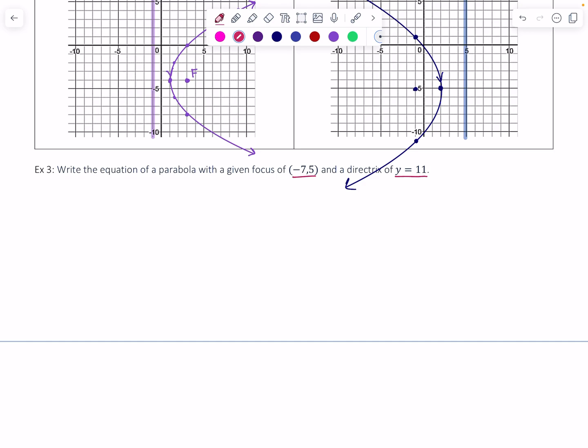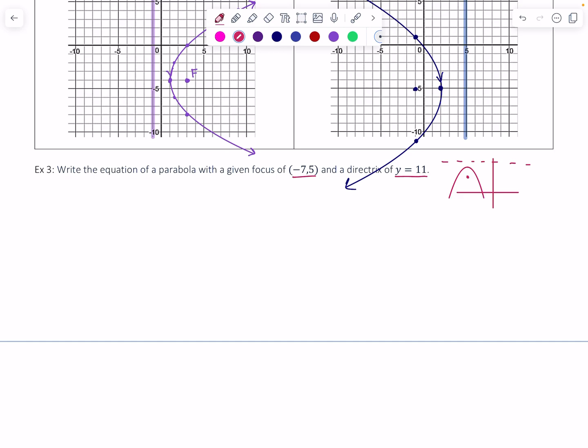If you want to, sketch these out for a second. Our focus is at -7.5, so we know that our focus is somewhere like here, and we know our directrix is going to be up here, so this parabola is going to be opening downwards. Just as an idea as to what we're thinking about here.